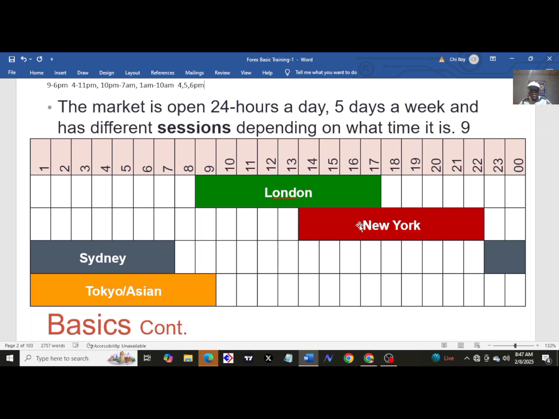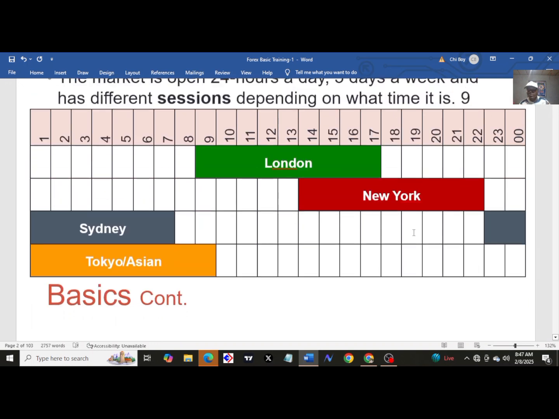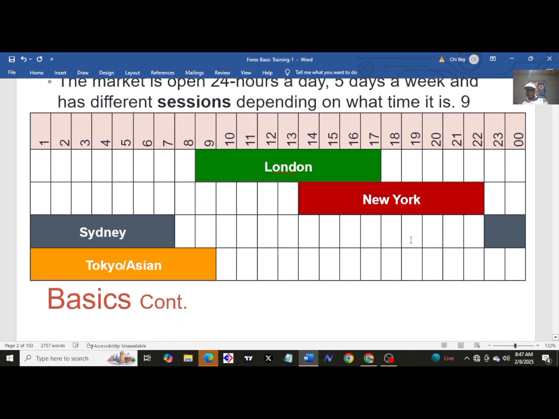And guys, this is when a lot of money is made in this market because it's usually very volatile. The US, salute them. The US dollar usually does well during this time, and it remains the center of commerce in the world. So that is that. All the Western countries fall in the New York session.